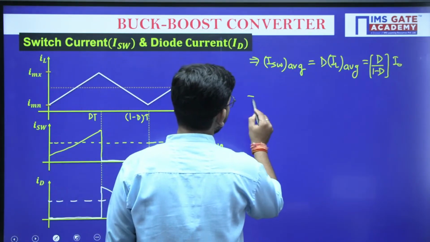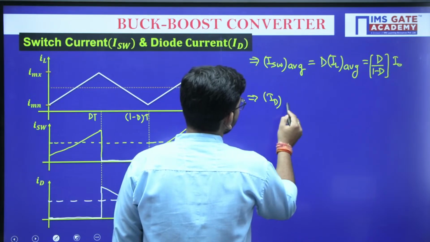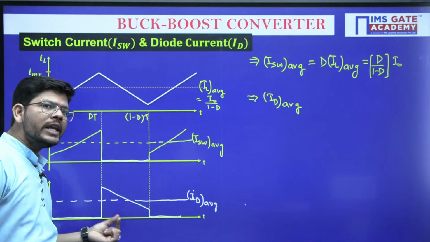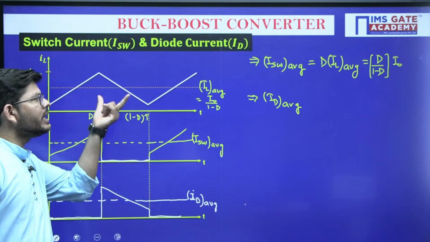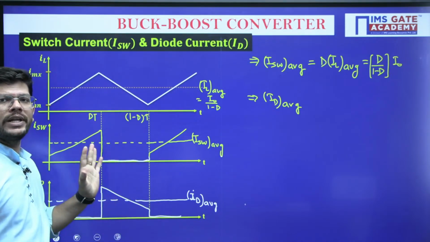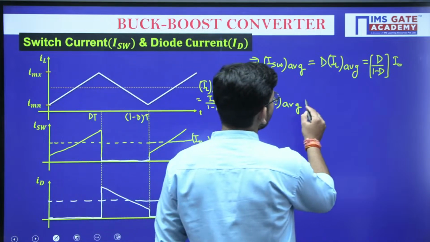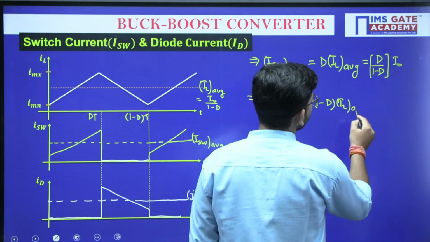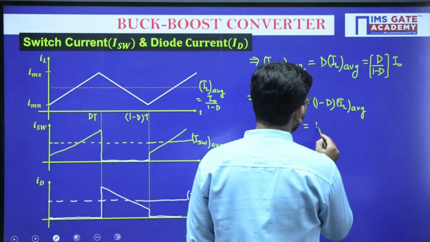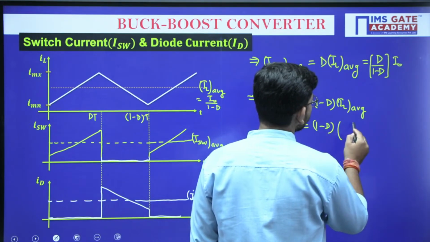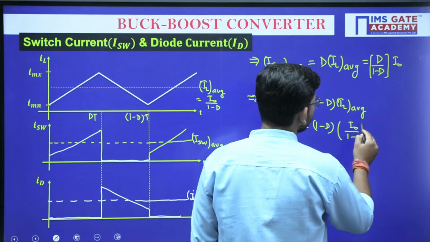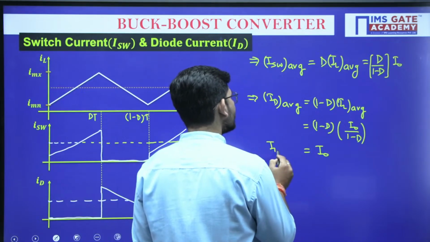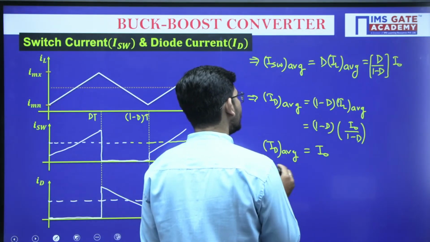Similarly, if you want to calculate the average diode current, what you can see here is diode current is present only during the off time, and it is the same inductor current. So it must be calculated in the proportion of inductor current. So that will be equal to, during the off time, 1 minus D times IL average. Once you put the value of IL average, which is I naught upon 1 minus D, you are going to get I naught. So what is ID average? ID average is basically equal to I naught.